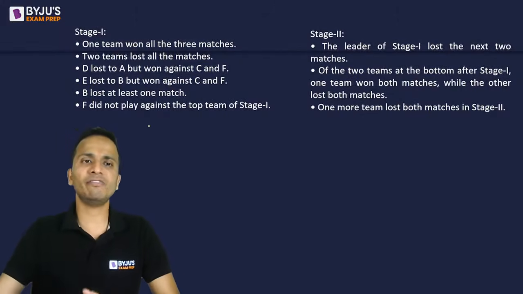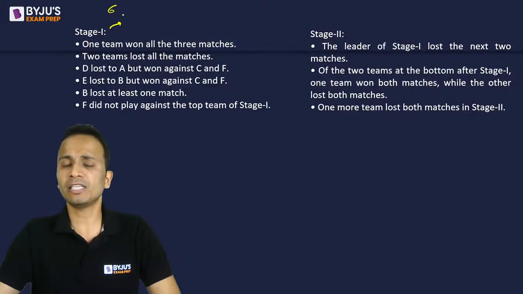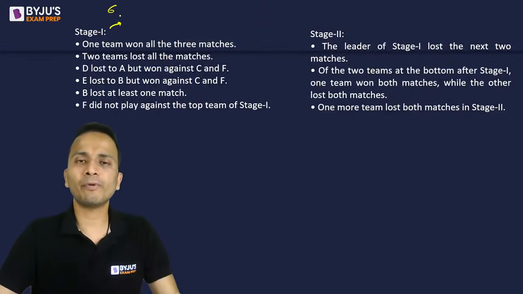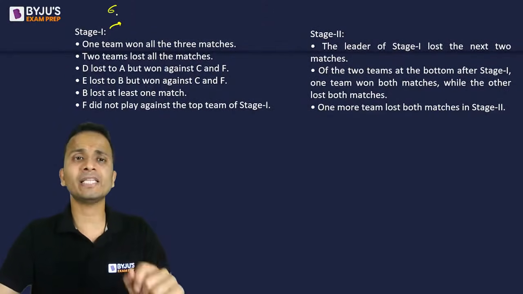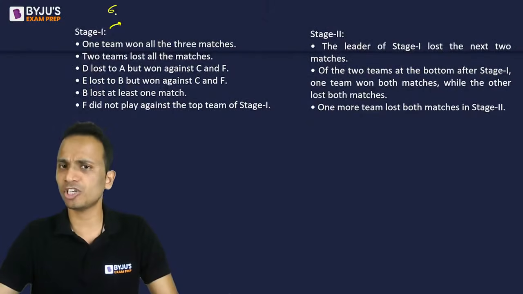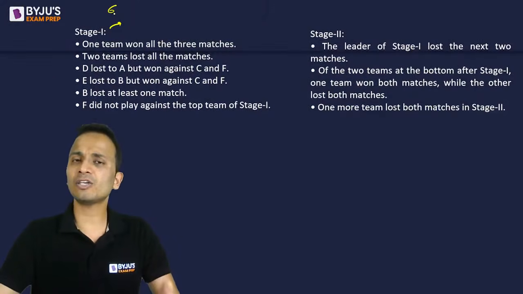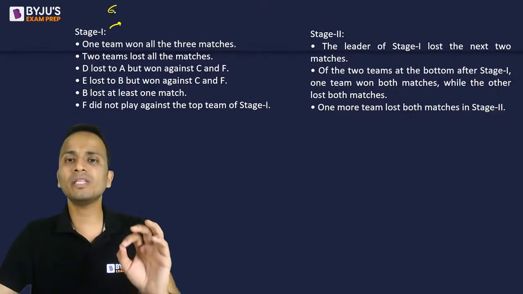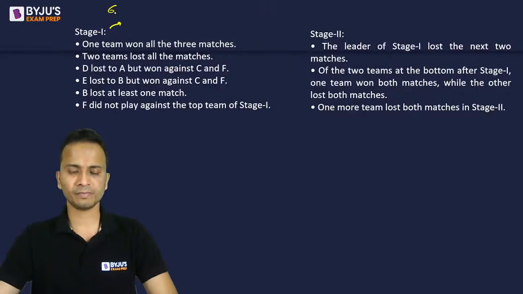Now let us read each and every statement here. First of all, in stage 1, if every team will play 3 matches, there are 6 teams, every team will play 3 matches. So what should be the total number of matches in stage 1? I'll repeat my question. Please write it in the chat box. There are some students who are watching this session live. So please write your answer. In stage 1, every team will play 3 matches and there are a total of 6 teams. So what will be the total number of matches in the first stage of this tournament?